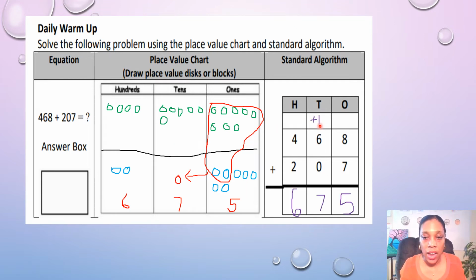So, when I look at the standard algorithm form, I look at the ones place first. 8 plus 7 is 15. I put my 5 here in the ones place, and then I make a new 10. When I make that new 10, now I have to add that 10 to whatever's in the tens place. So 1 ten plus 6 tens is 7 tens. 400 plus 600, 400 plus 200 equals 600. So my sum is 675. If you said that 675 is the correct answer, you are correct. Let's go to the next slide.